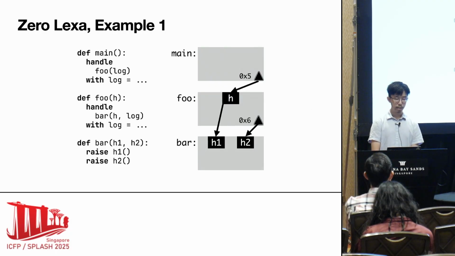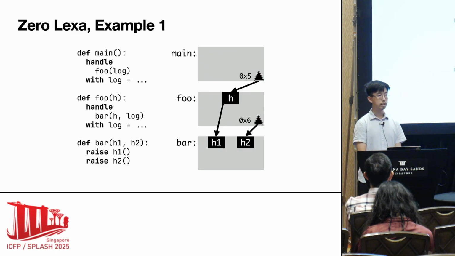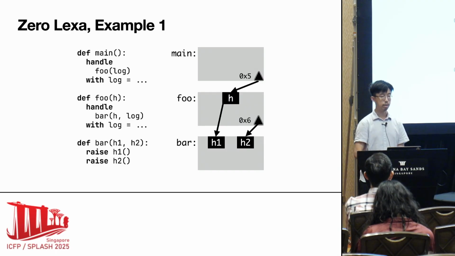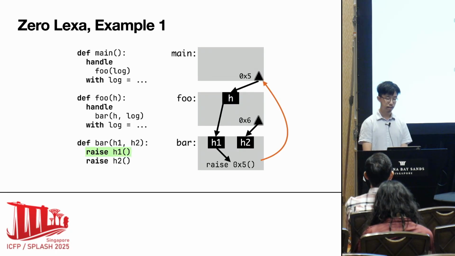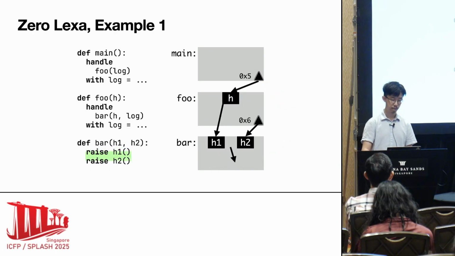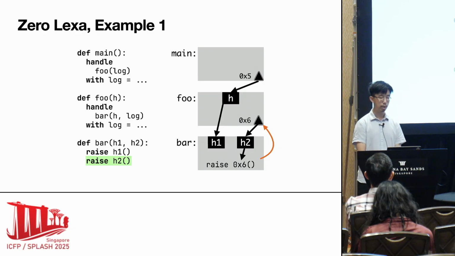Inside the function foo, it installs another handler, which is given address 6. It then calls bar by instantiating the two handler parameters. Finally, bar raises to handler at address 5, which transfers the control to the stack address 5. Similar things happen when bar raises to handler at address 6.